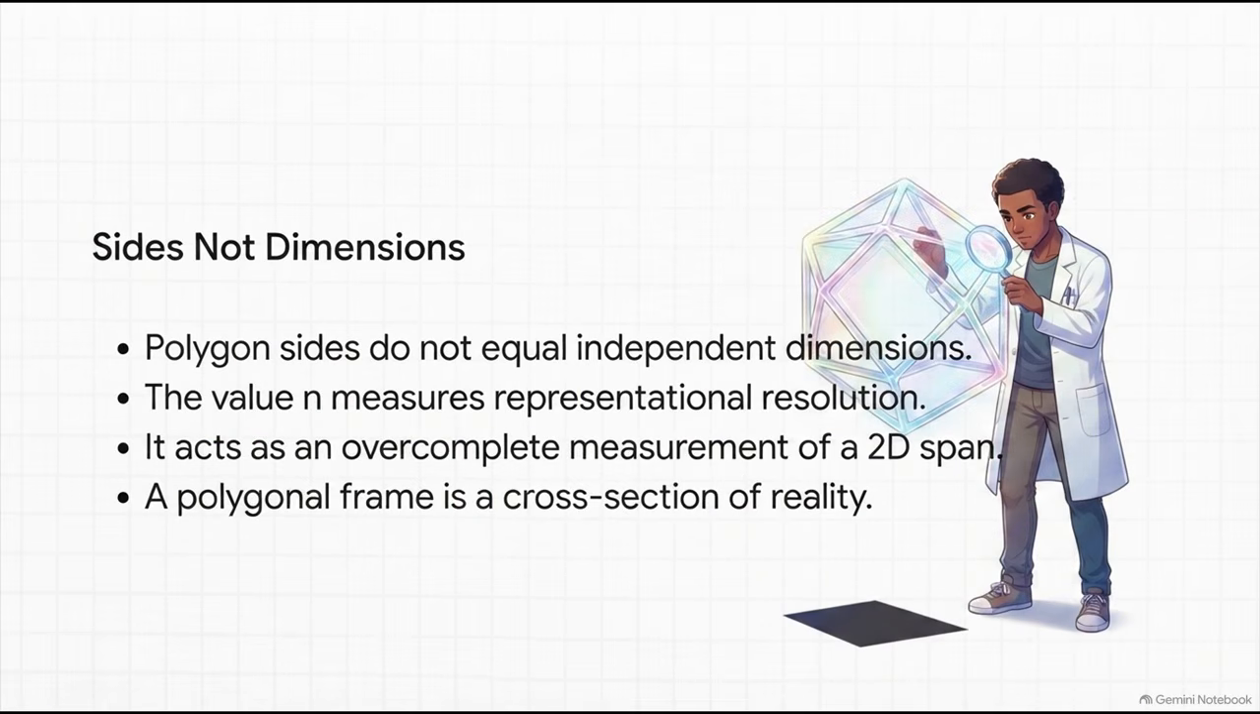Now, a common phrase you'll hear in the ADI community is, the number line is an n-sided polygon. The manuscript clarifies this meticulously because sides are not dimensions. Think about a hexagon. It has 6 sides, but it exists perfectly in flat, two-dimensional space. The value n, the number of sides, merely measures representational resolution. It's much like pixels on a screen. A polygonal frame acts as a cross-section of a larger reality. It's an over-complete measurement frame, not a literal replacement for the real number line.